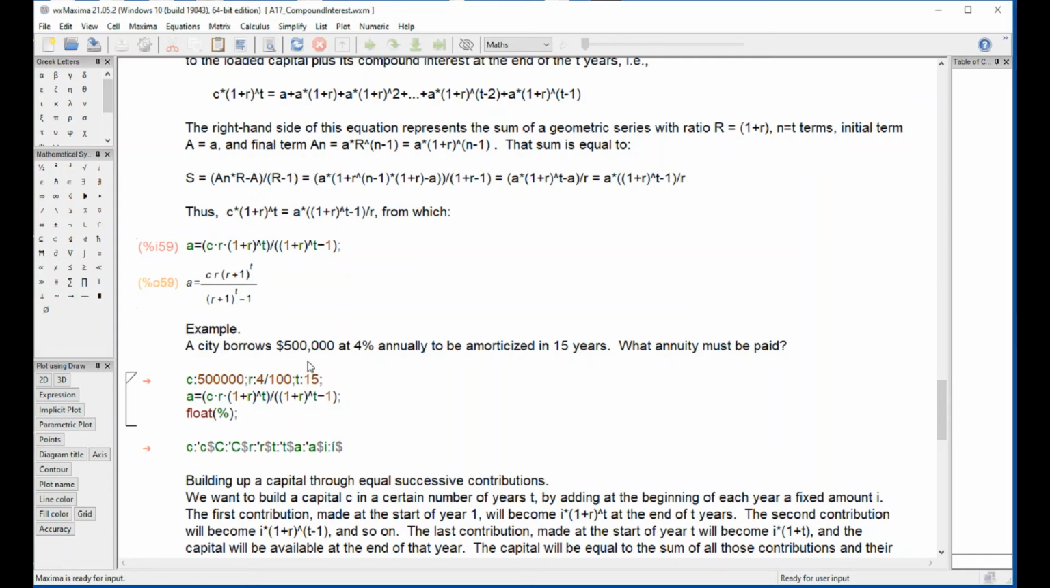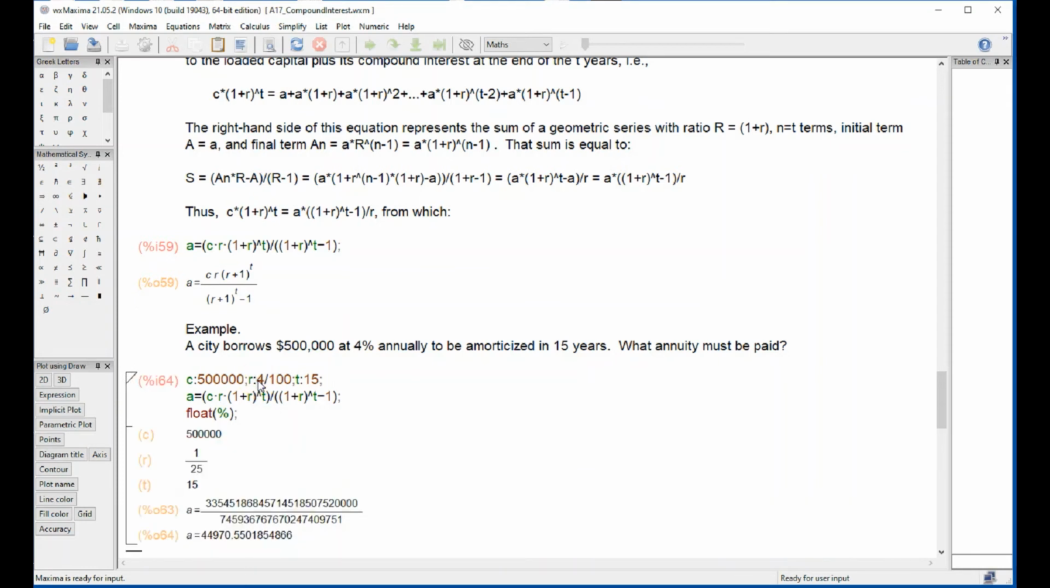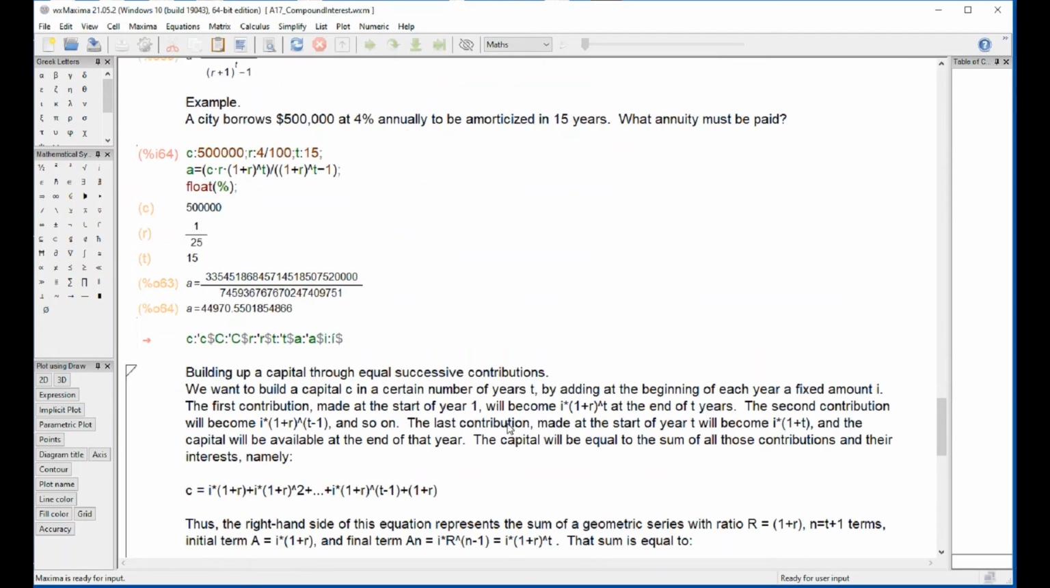For example, a city borrowed 500,000 at 4% annual to amortize in 15 years. What annuity must be paid? Load the values in there and calculate that annuity. It turns out that they need to put out $44,970 every year to amortize their loan.